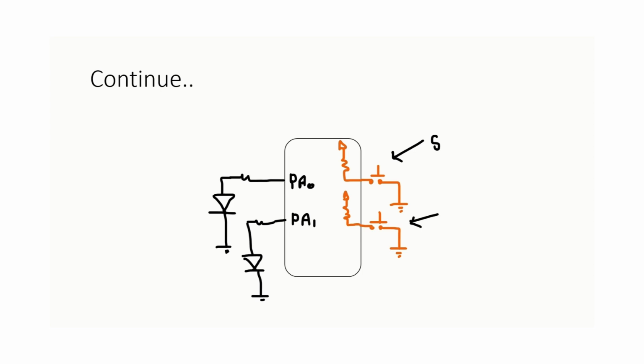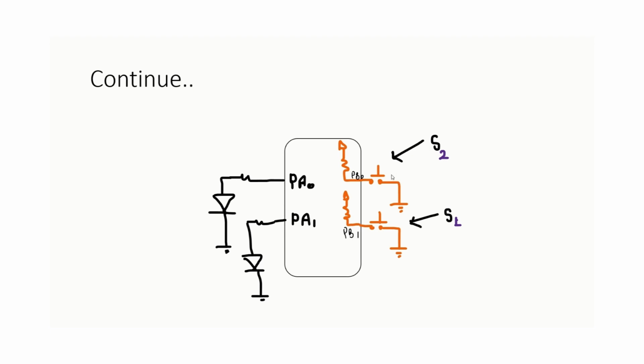Now you also need to understand the switch logic levels. When a switch is open, the pin reads logic 1 because the pin is connected to a pull-up resistor. When a switch is closed, the pin is connected to ground, so it reads logic 0.